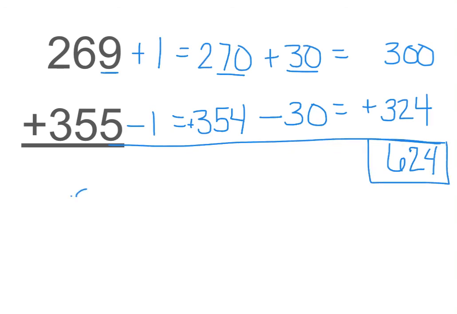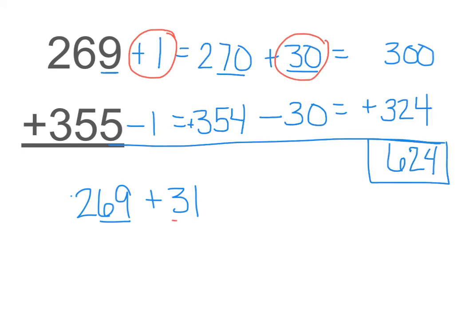624. Now notice if I wanted to do it in one step, 69's partner is 31, which, notice I added a 1 and a 30. So I could have done it in one step. Remember, whatever you add, you have to subtract. So every time you add something, you do need to subtract it. Keep practicing compensation. If you practice and practice, I promise it will be one of your favorite strategies.